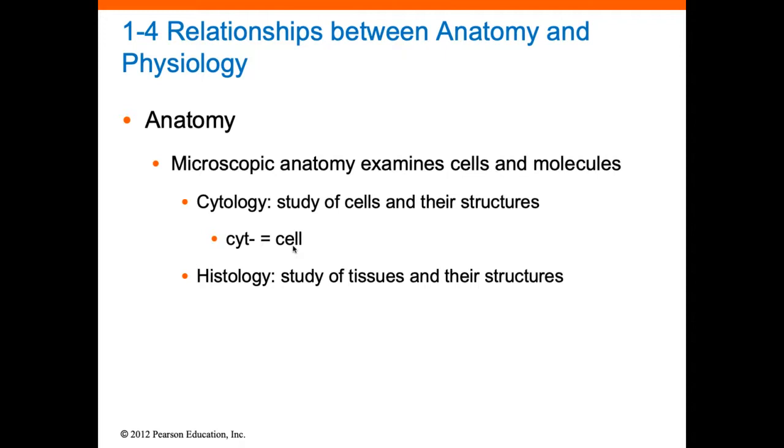How about osteocyte? Osteo is bone, so osteocyte is a bone cell. How about a chondrocyte? Chondro is cartilage, so chondrocyte is a cartilage cell. How about a cardiomyocyte? Cardio is heart, myo is muscle, so cardiomyocyte is a heart muscle cell.